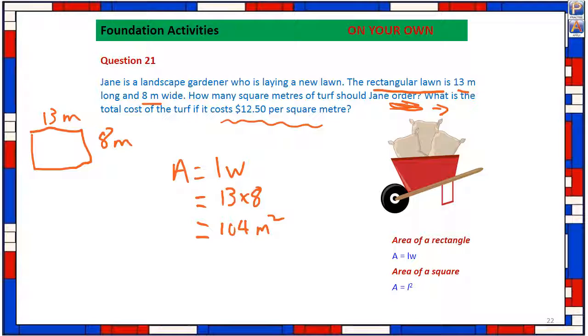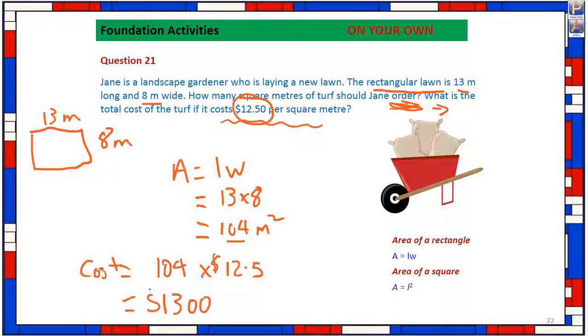What is the total cost of the turf if it costs $12.50 per square meter? I want to know how many lots of $12.50 are there in my thing there. Let me say it a different way. 1 square meter costs $12.50. I have 104 square meters. So my cost is going to be the number of square meters I've got times the cost per square meter. 104 times $12.50 equals $1,300. Don't forget your dollars. Okay, that's the only extra bit on there.